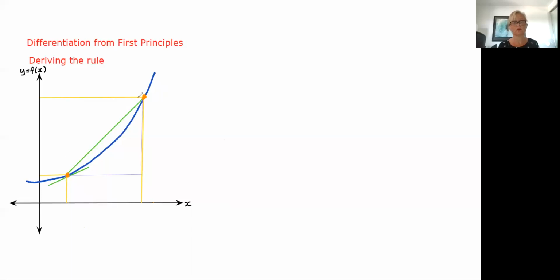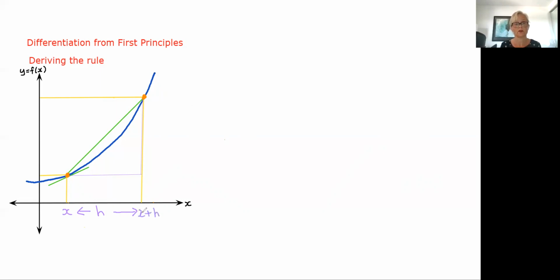This is the curve y equals f of x. It looks a bit like a quadratic, doesn't it? It looks a bit like a parabola. And let's say this x value down here is x. And let's say the distance between these two x values here is h, where h is quite a small number.